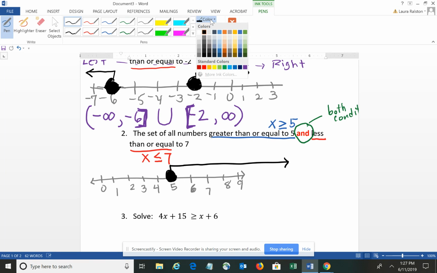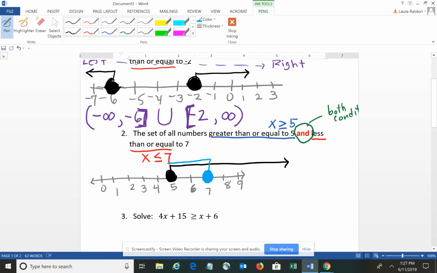Then we have less than or equal to 7. So we're going to have 7. And again, it's equal to, so it can be colored in. We can use it. And we want to be less than that. But here again, what we're looking for in this problem is the "and," where both conditions are met.